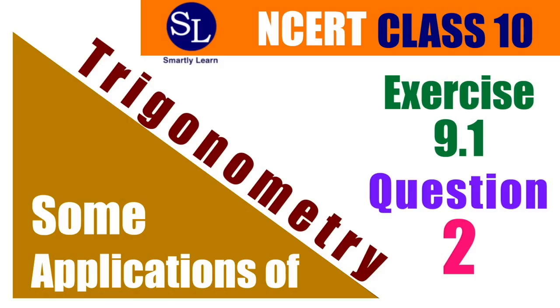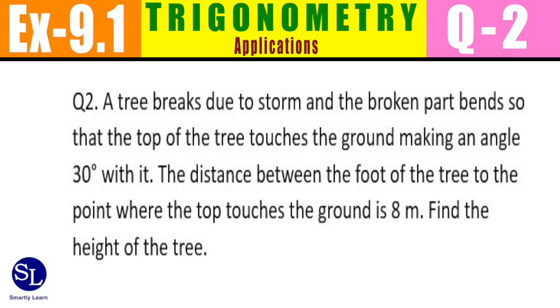In this video, let's see how to solve the second question from exercise 9.1. A tree breaks in a storm and the broken part bends so that the top of the tree touches the ground, making an angle of 30 degrees with it. The distance between the foot of the tree and the point where the top touches the ground is 8 meters. Find the height of the tree.